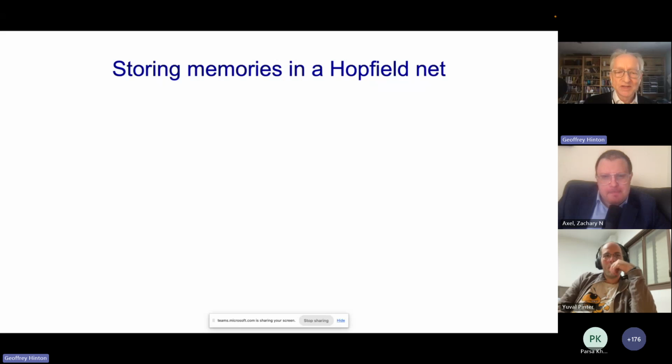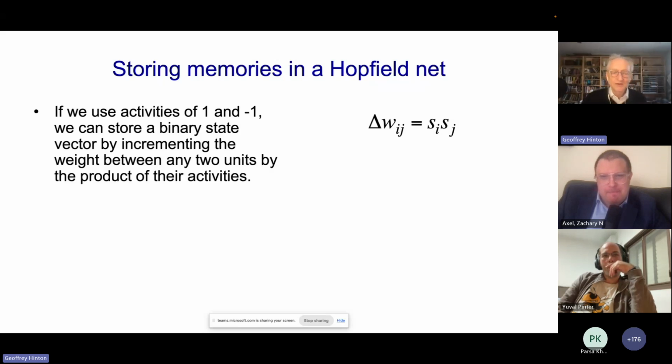So the way you store memories in a Hopfield net depends on whether the units have states of 1 and -1. I'll often say units instead of neurons. States of 1 and -1, or states of 1 and 0. If they have states of 1 and -1, the storage rule is very easy. You just change the weight by the product of the activities of those 2 neurons in the memory. So if they've got opposite states, you reduce the weight, and if they've got the same state, you increase the weight. That seems like a sensible thing to do, and that'll make a Hopfield memory that works.